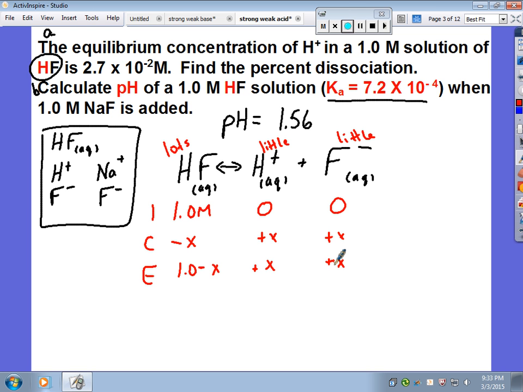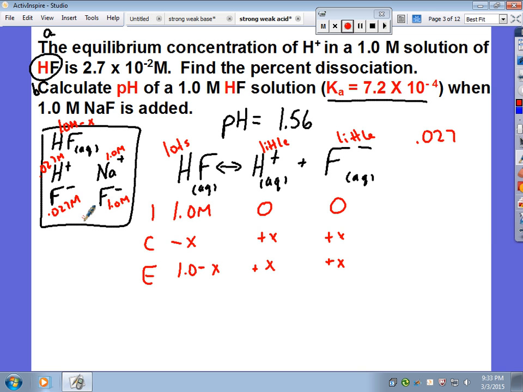Okay. Now, that's what happens if I just have HF. And we did that in a problem. That's what we did before, and that's how we found out the 2.7 times 10 to the negative 2 molarity by plugging in and finding the value using Ka. Now I have 1.0 molar of this and 1.0 molar of this. I had 1.0 molar of this minus X, and X is tiny, isn't it? It's 0.027, or not tiny, but small enough. And this is 0.027 molar, and this is 0.027 molar.